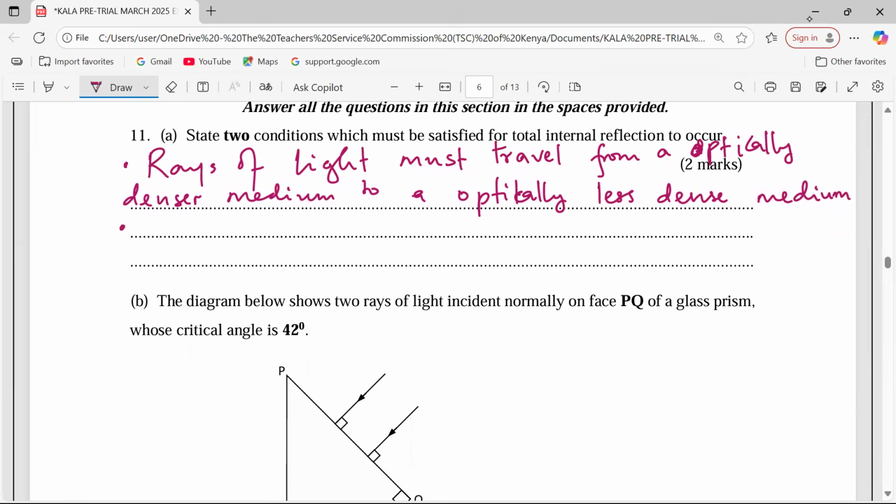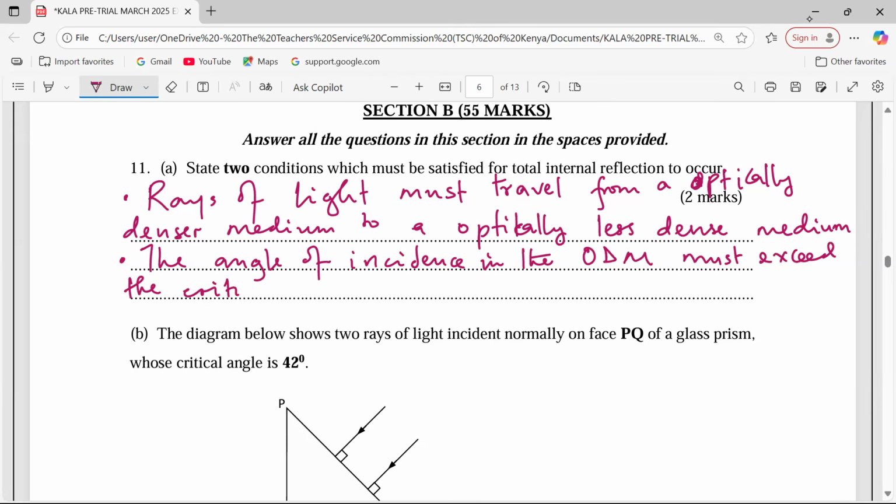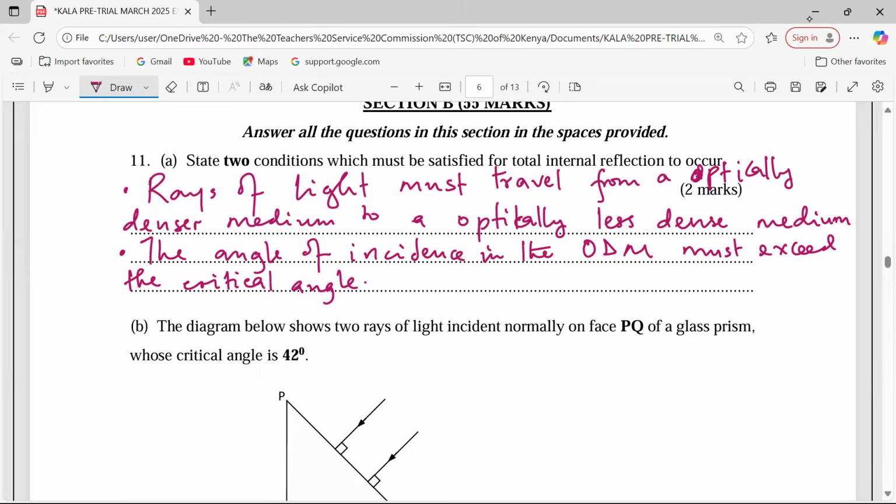Then something else, I'll be explaining actually point 1. I'll be explaining the angle of incidence in the optically denser medium must exceed the critical angle. Must exceed the critical angle. That means you should be understanding what critical angle is.